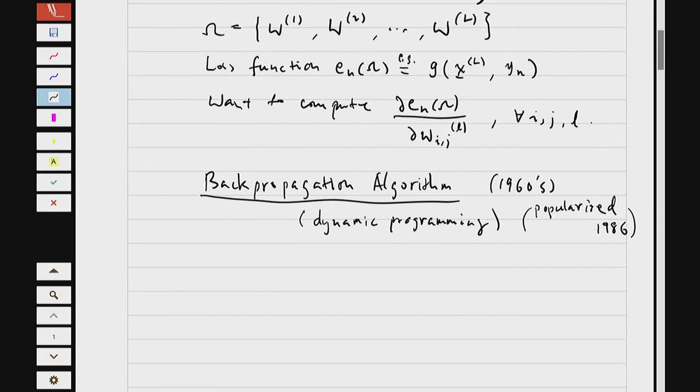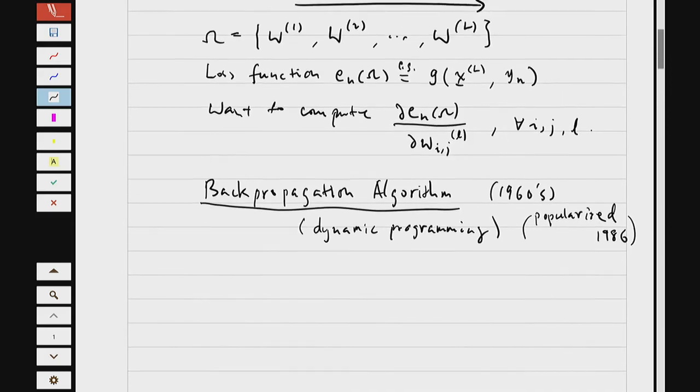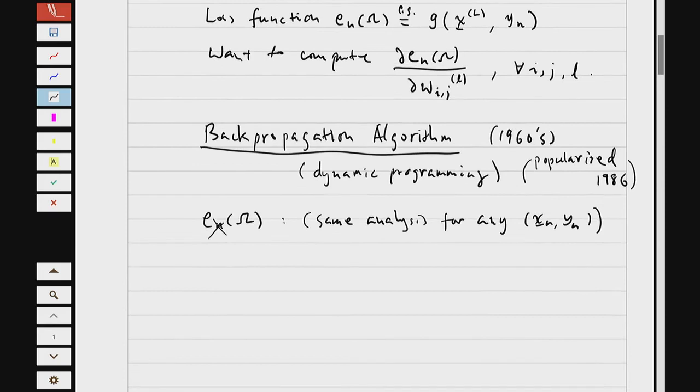Again, our objective is to calculate this partial derivative for each one of these weights. And so it's backpropagation. First of all, since we are going to do this for all sample points, we're going to skip this n, because otherwise there are too many things to write. This is the same analysis for any sample, for any xn, yn anyways, so we're just going to drop the n for convenience.